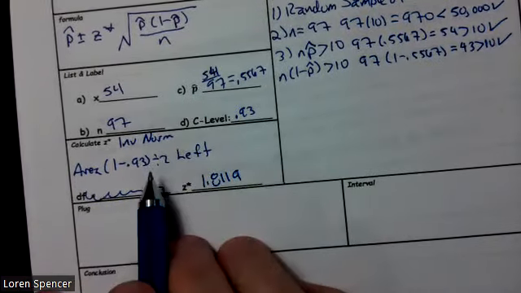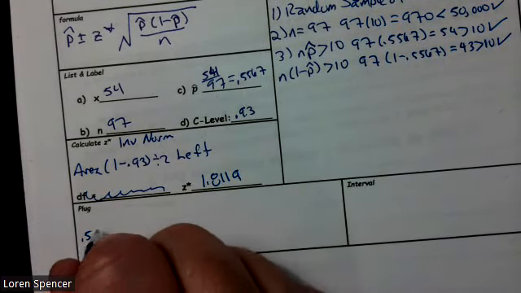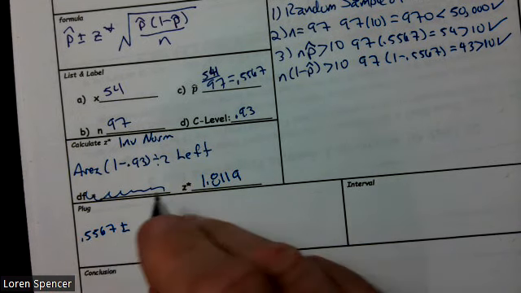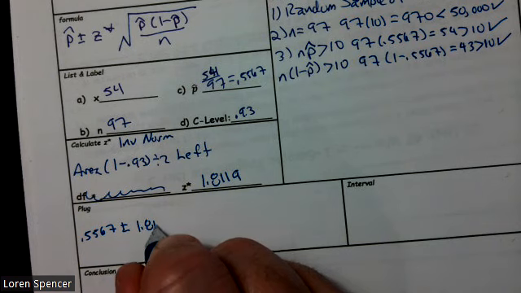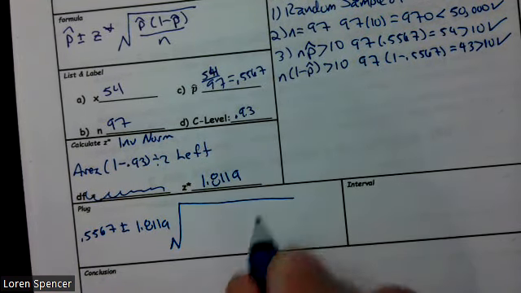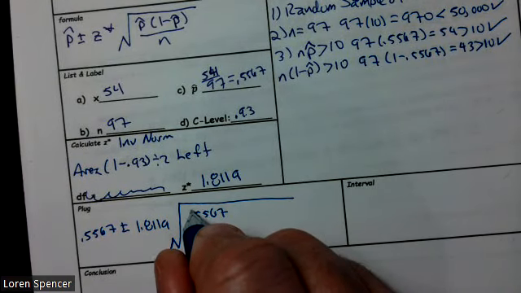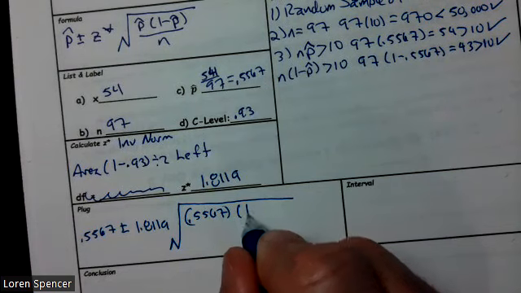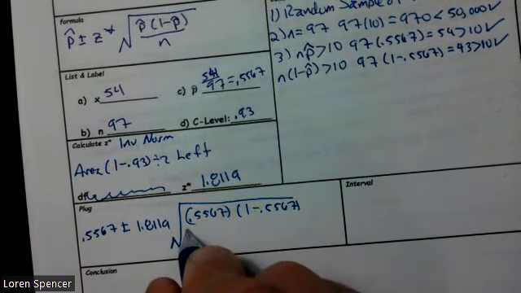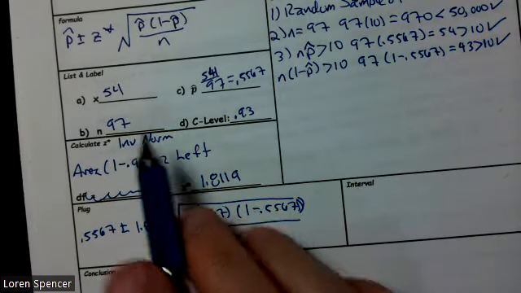So when I plug in, I have 0.5567 plus or minus 1.8119 times the square root of 0.5567, because that's p hat, times 1 minus 0.5567, all over n, and n was 97.